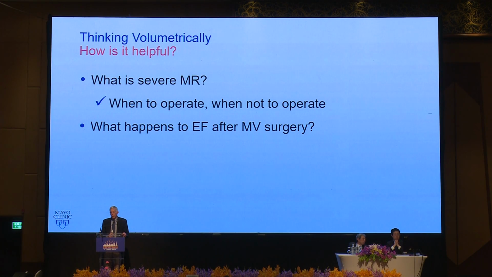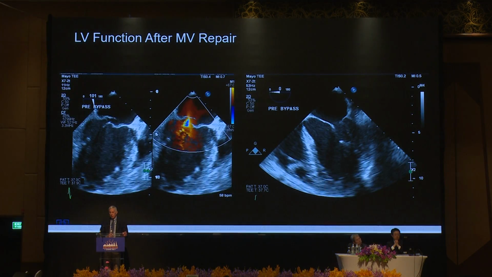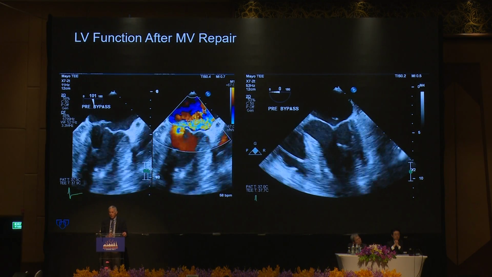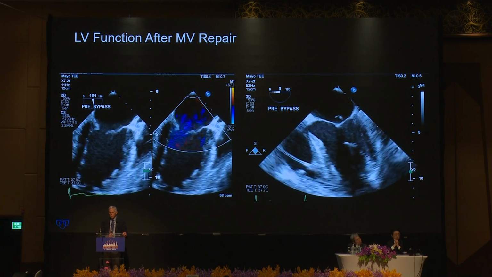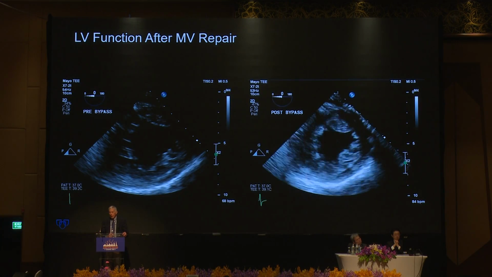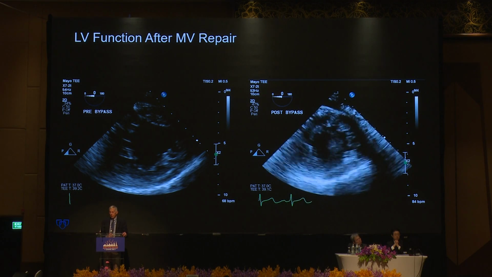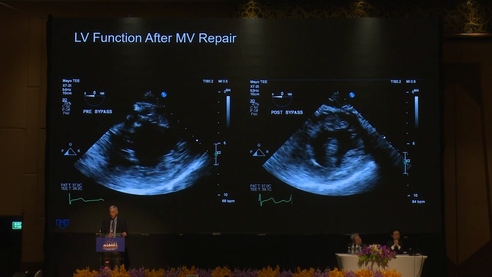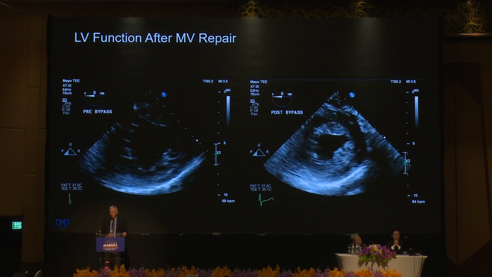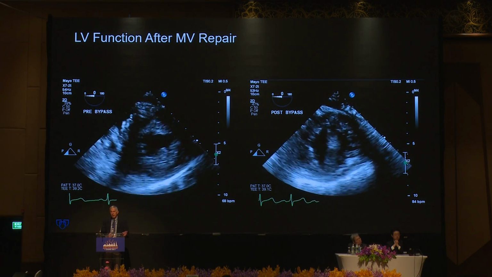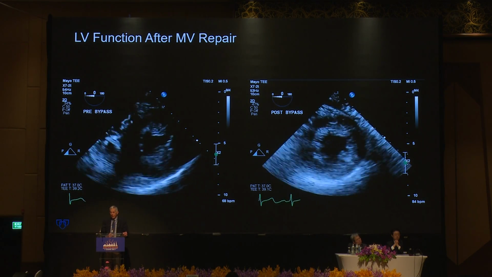Well, if you think volumetrically, it also helps you understand what happens after mitral valve surgery. So here's a patient with mitral valve prolapse, or ruptured cord. And here's what it looks like after surgery. There's the ventricle after surgery on your right, the ventricle before surgery on the left. And I think everybody will say it doesn't look quite as whippy after we repaired the mitral valve.